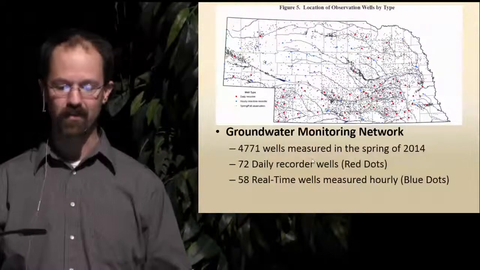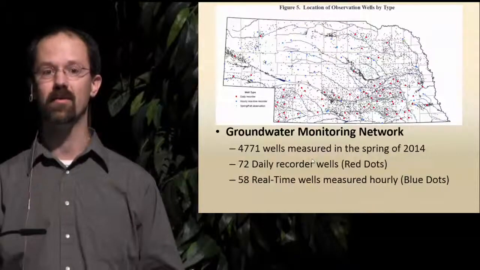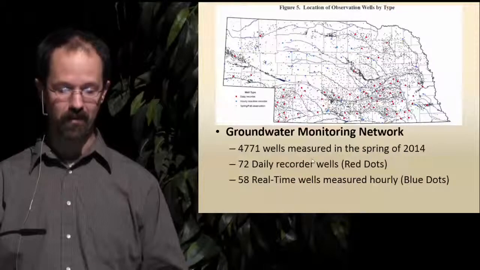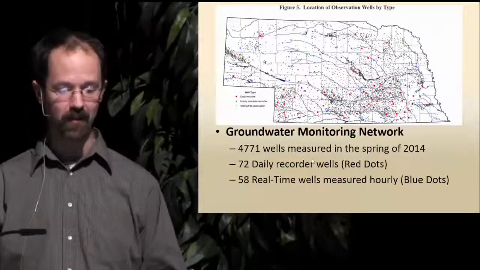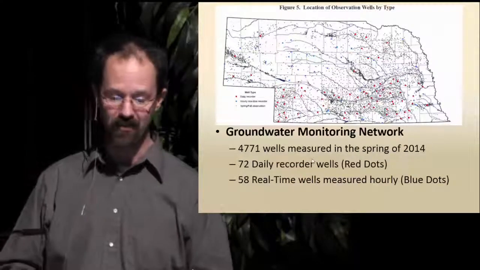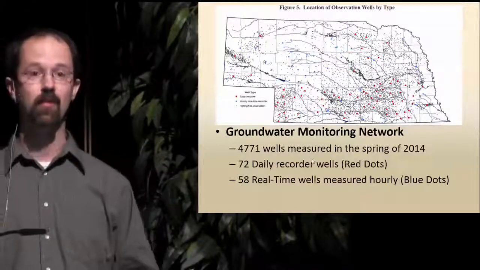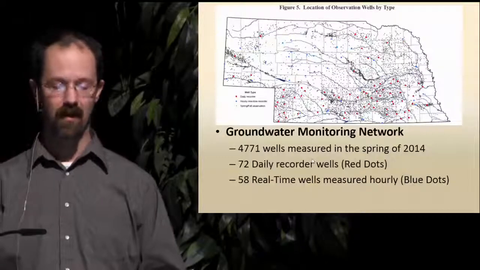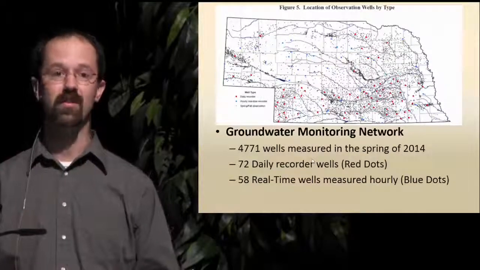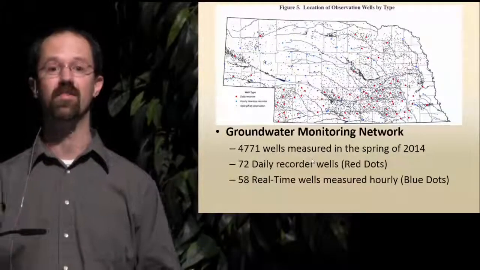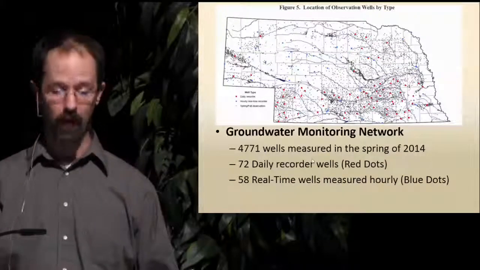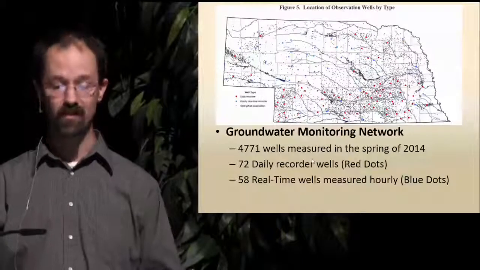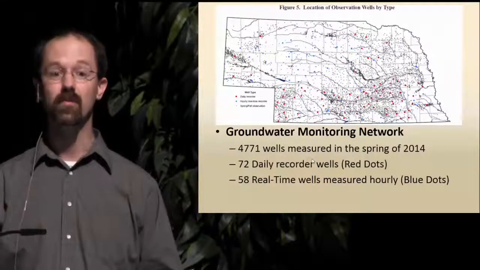And in reality, there's a lot more daily recorders out there that are owned by the NRDs. There's actually quite a few locations around the state. The blue dots are 58 real-time wells. These take hourly measurements. Those measurements are transmitted through the GOES satellite system and are actually updated on the CSD website once an hour. So you can go online and you can see changes in groundwater level readings in near real time.